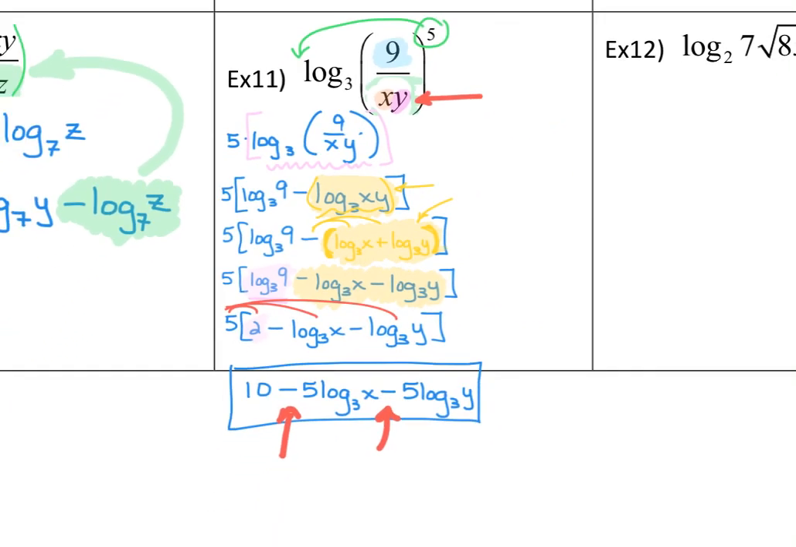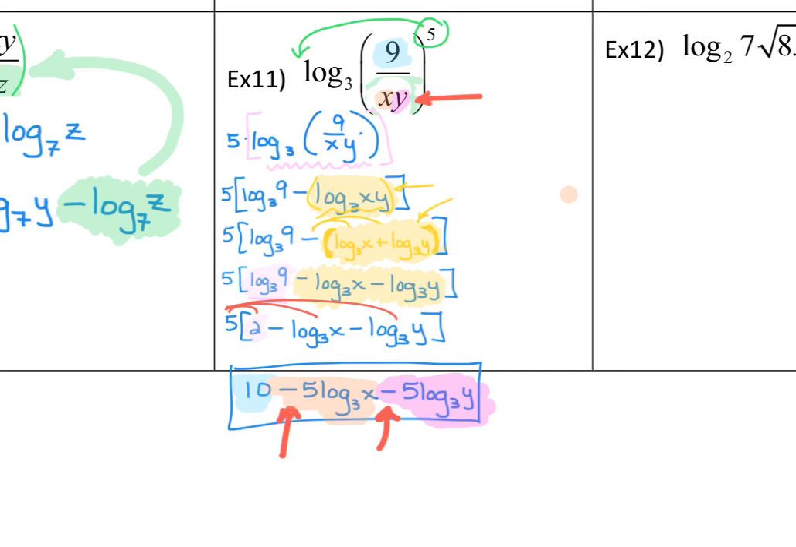And then in my answer, the 9 was a numerator, and so the 9 is going to correspond to this 10, and the x was a denominator, so the x is going to correspond to the minus 5 log base 3 of x, and the y was also a denominator, and so the denominator there is going to correspond to the minus 5 log base 3 of y.